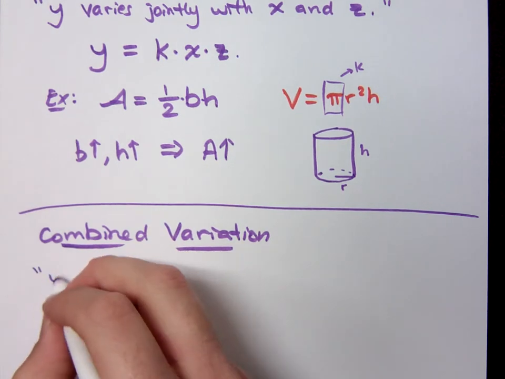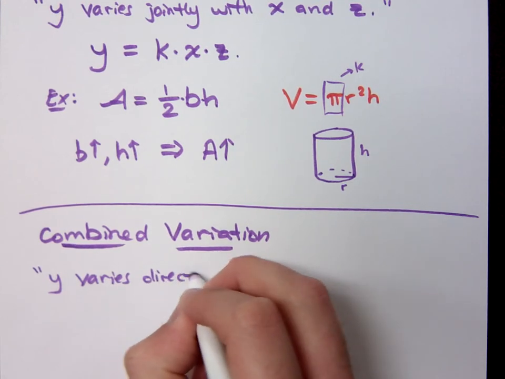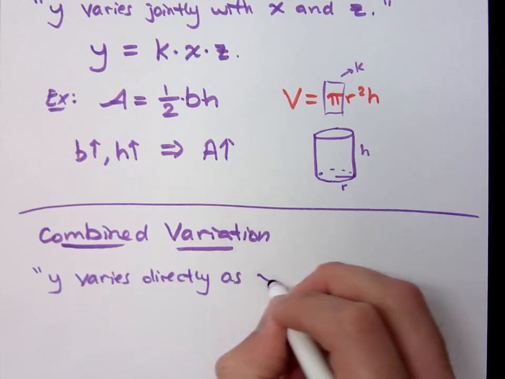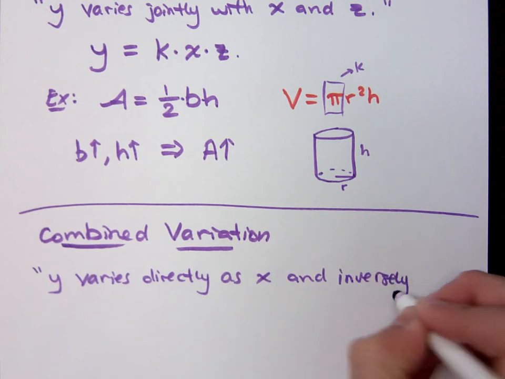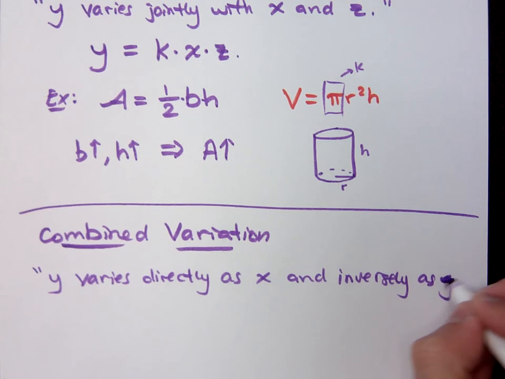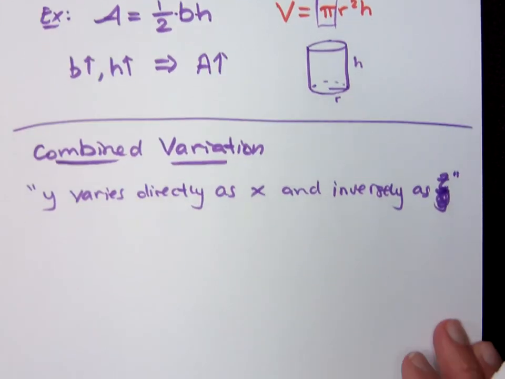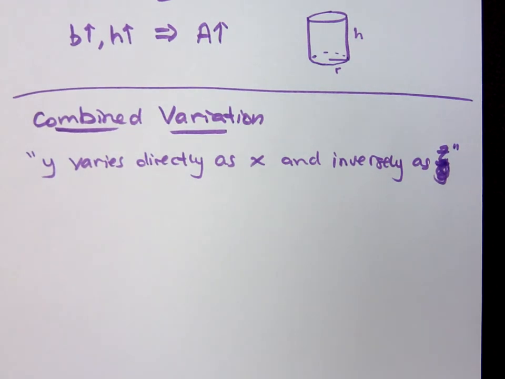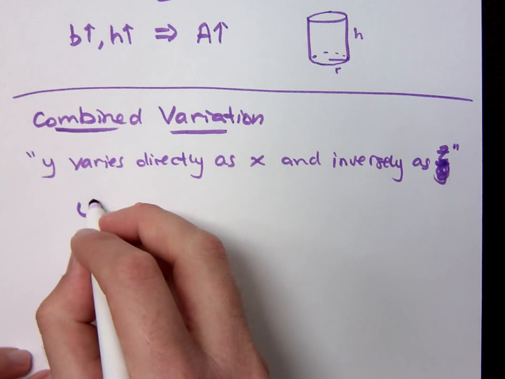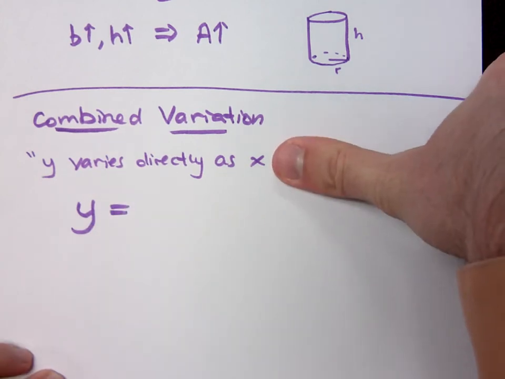Combined variation, you'd see something like this: y varies directly as x and inversely as z. Y varies directly as x and inversely as z. So basically what we're doing is we're combining both direct and inverse variation in the same expression. And how do you think this guy would look? How do you think you would do just this first part here, where it says y varies directly as x?